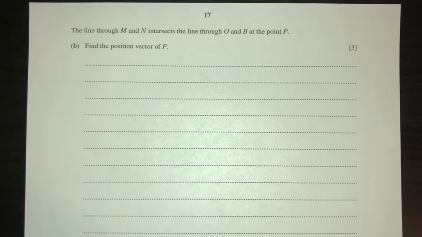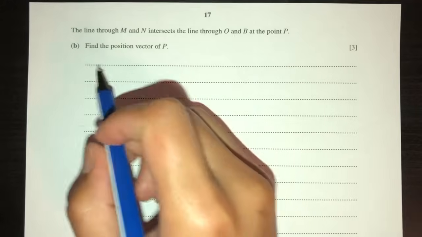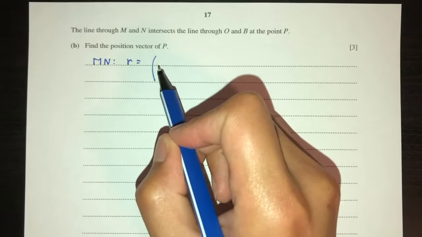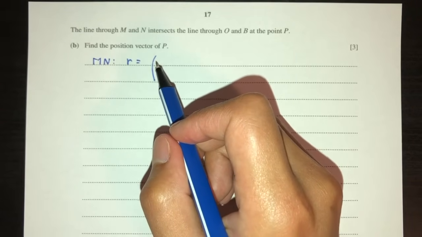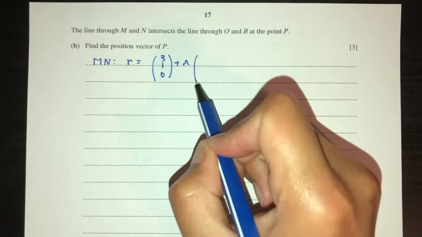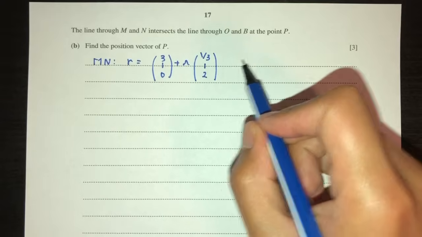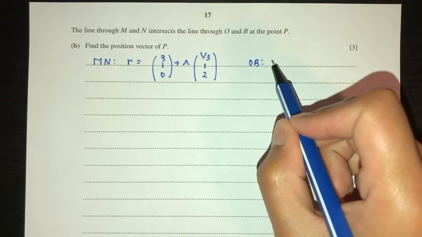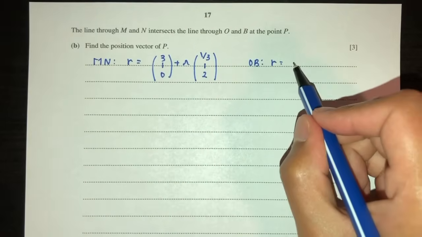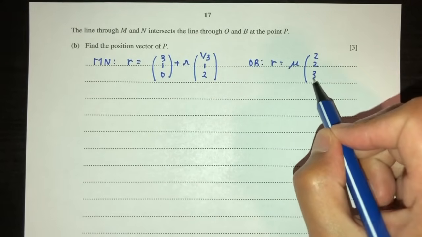Okay, so now moving on to part B. The line through MN intersects the line through OB at the point P. So we know that the equation of MN, which we found in part A, is R equals (3, 1, 0) plus lambda times (1, 3, 2). And the line through OB is given by R equals, since it goes through the point 0, we don't need to write (0, 0, 0), we can just write the direction of OB, which has been given to us as (2, 2, 3), times mu.